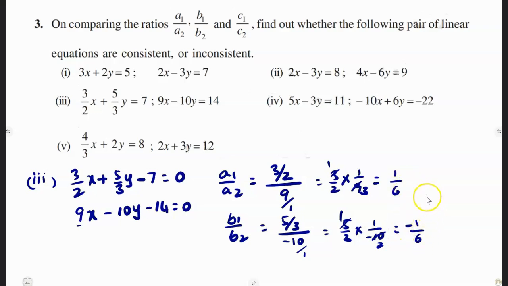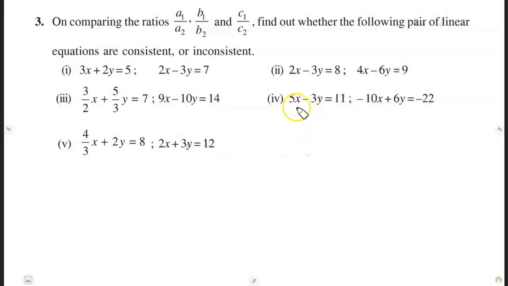Clearly they are not equal. So whenever a1 by a2 and b1 by b2 are not equal, we can say that the equations are consistent. The equations are consistent and they have one point in common, one solution. They are intersecting lines. Okay.